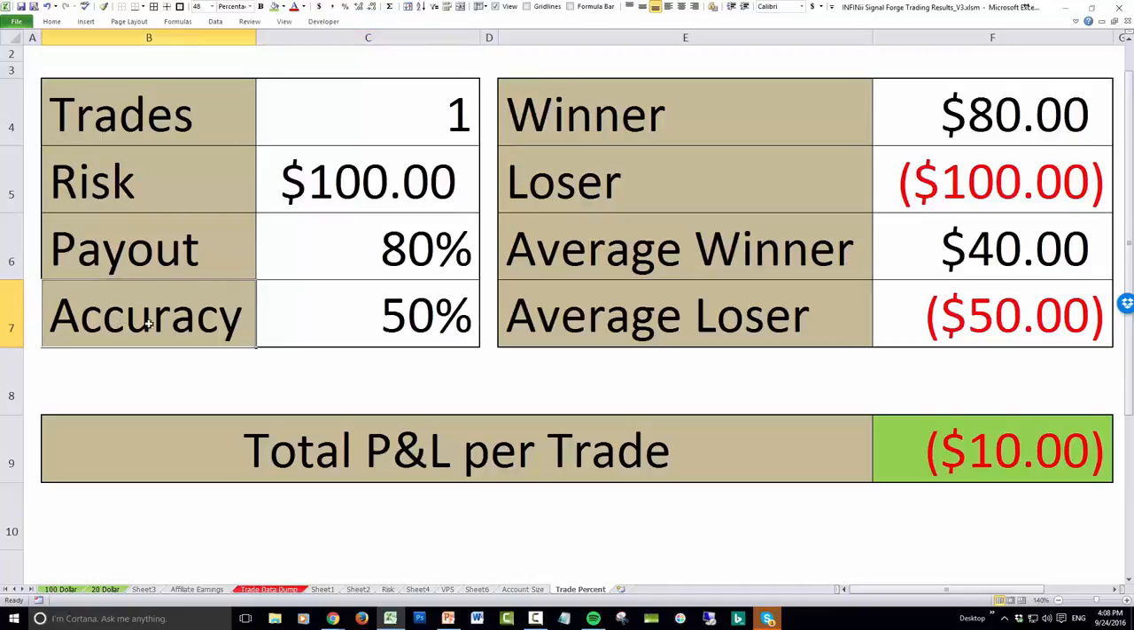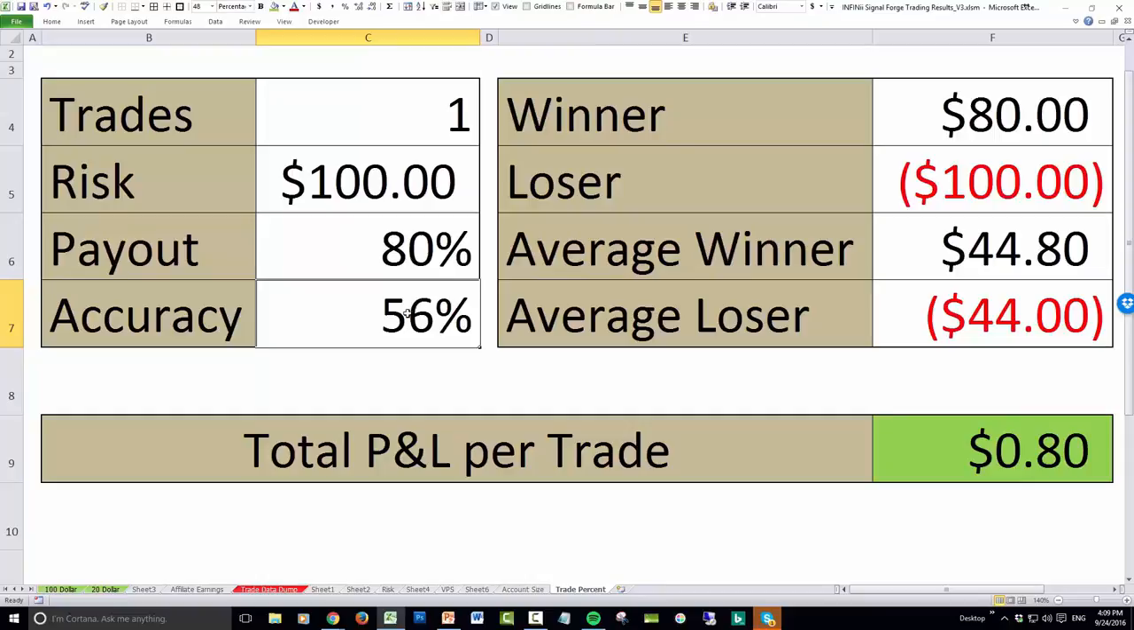So if the system is only accurate 50% of the time, so for every one you win, you lose a trade, you would end up losing money, because the potential payout when you win a trade is less than what you're going to lose when you lose a trade. So to get to the break-even point, you need around 56%, which is what it's been on average so far.